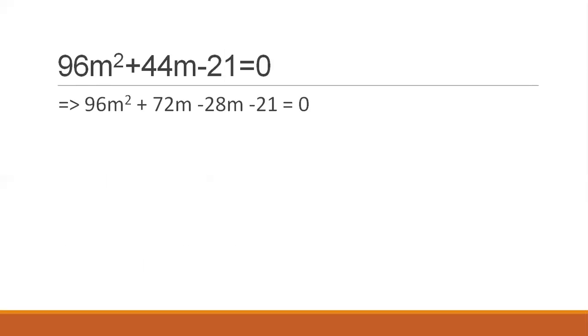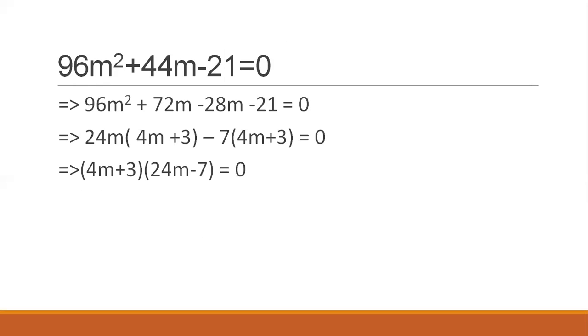So, factorizing this equation for m, we get 96m square plus 72m minus 28m minus 21 equal to 0. That can be written as 4m plus 3 into 24m minus 7 equal to 0, from which m equal to minus 3 by 4 and m equal to 7 by 24. So corresponding to m equal to minus 3 by 4, we will get one common tangent. And m is equal to 7 by 24 gives another common tangent.